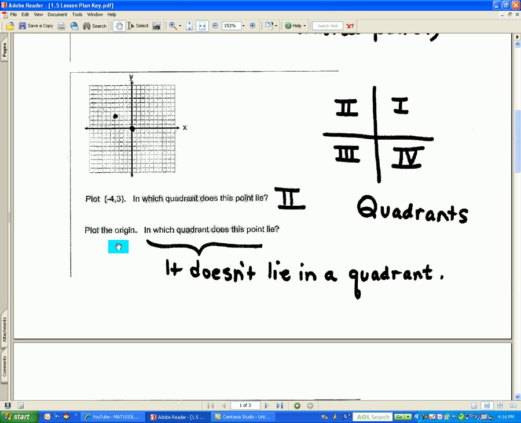Next question. Plot the origin, and then tell me in which quadrant this point lies.